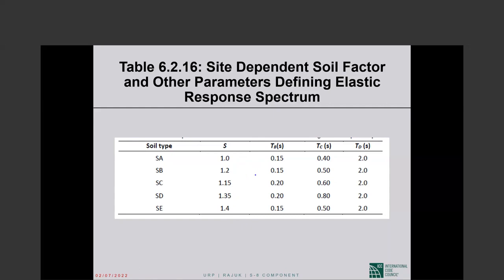Remember, B, C, and D. B is comparable to T sub 0 of AC7. C is comparable to T sub S, and T sub D is comparable to T sub L. So those values are given.